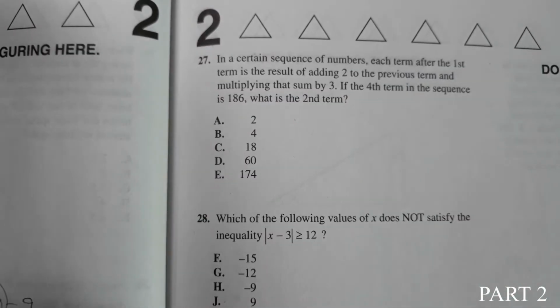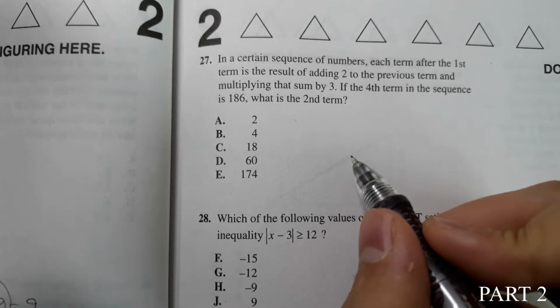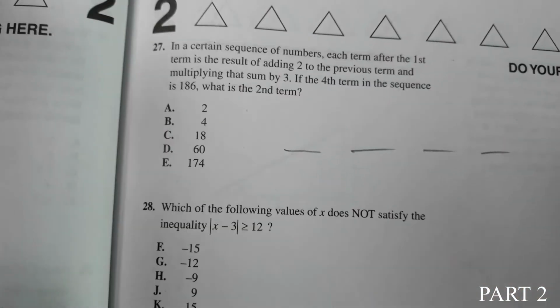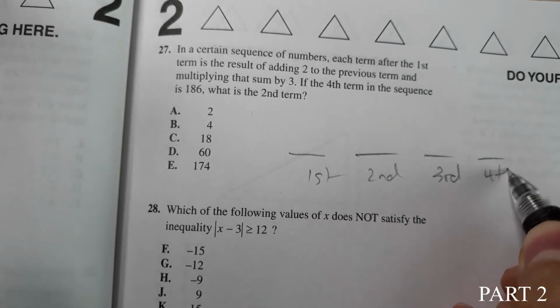Okay, let's go right to 27. A certain sequence of numbers is such that after the first term, each term is the result of adding 2 to the previous term and multiplying that sum by 3. If the fourth term in the sequence is 186, what is the second term? Okay, so basically there are 4 terms right here: first, second, third, fourth.